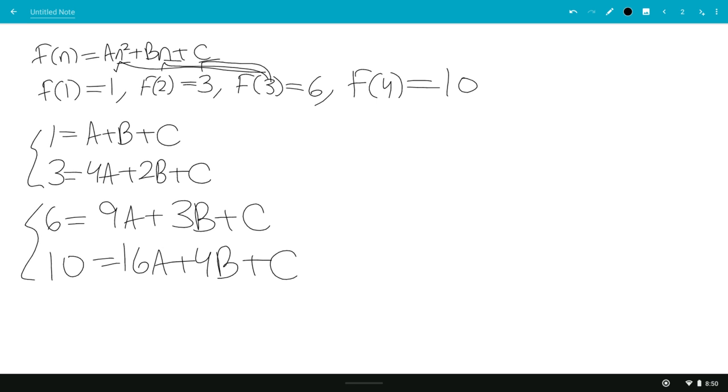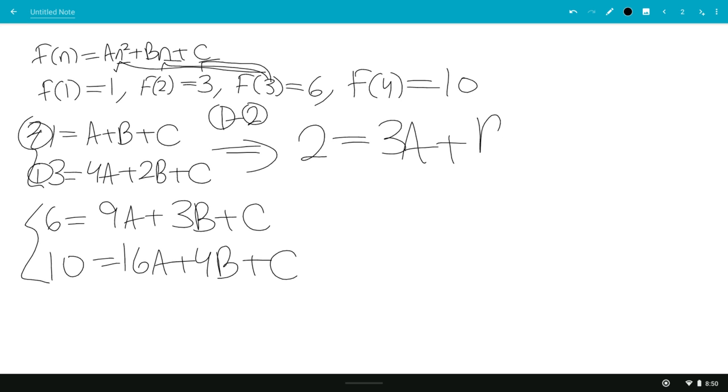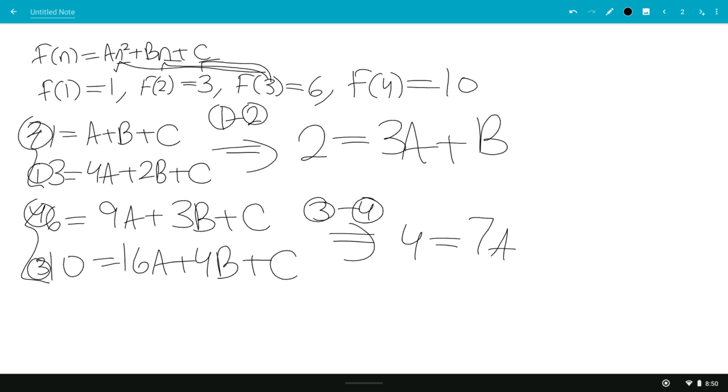So you can take these equations and subtract them. Let's do the first equation minus the second equation. So 3 minus 1 is 2, equals 4a minus a is 3a, 2b minus b is b, and c minus c is 0. I'll call this 3 and 4. So what we want is 3 minus 4. So this will give us 10 minus 6 is 4, equals 16a minus 9a is 7a, 4b minus 3b is just b, and c minus c is 0.